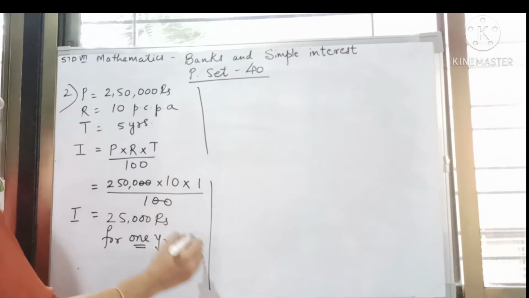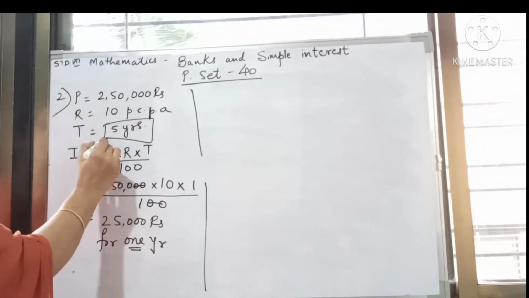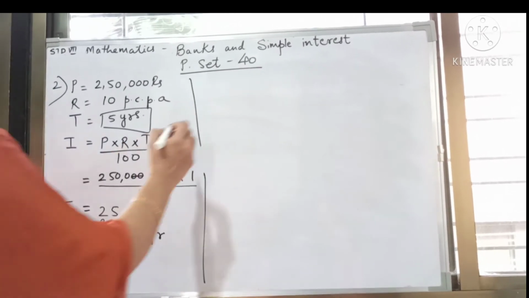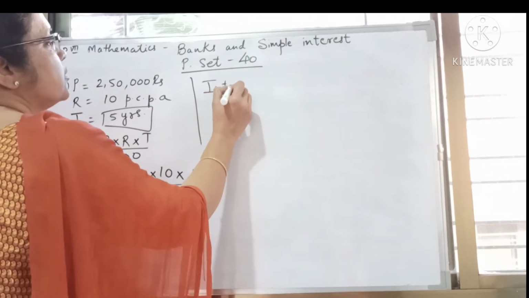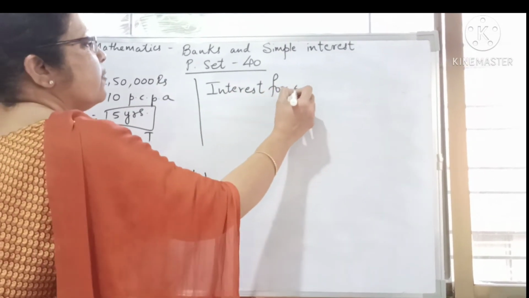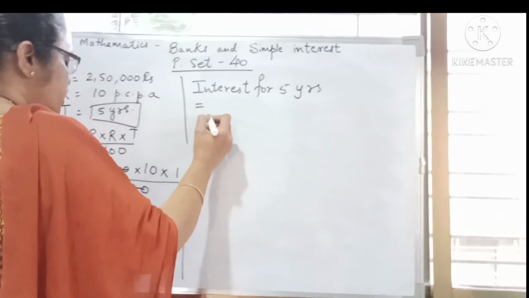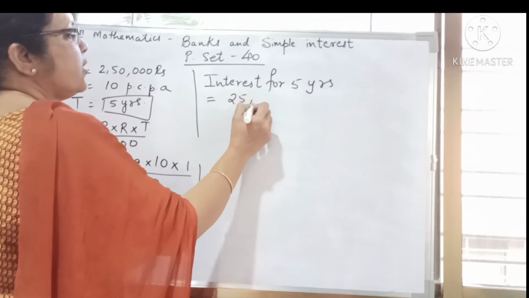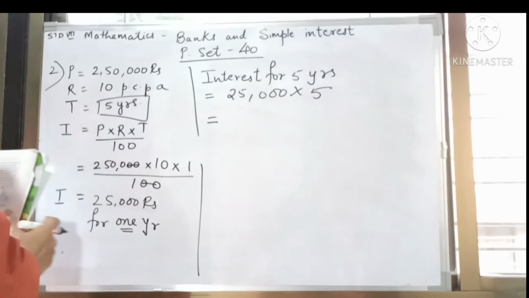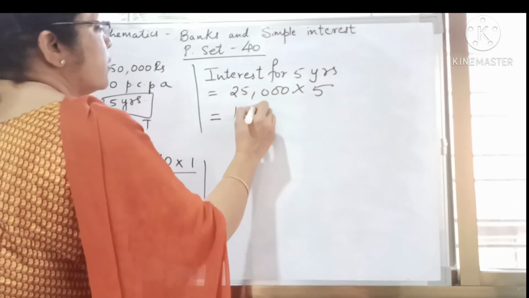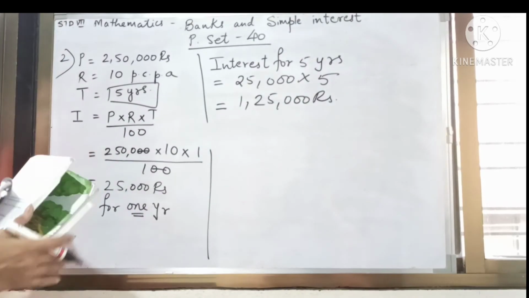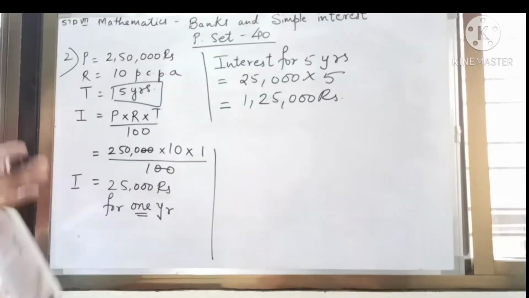Now we have to find out for 5 years. So this we will multiply by 5. So interest for 5 years will be 25,000 into 5, which comes to 1,25,000 rupees. Now one more thing they have asked you, the amount he returns to the bank.